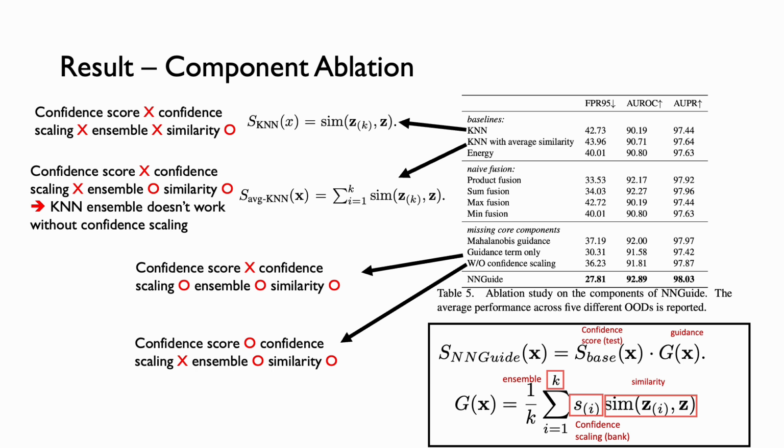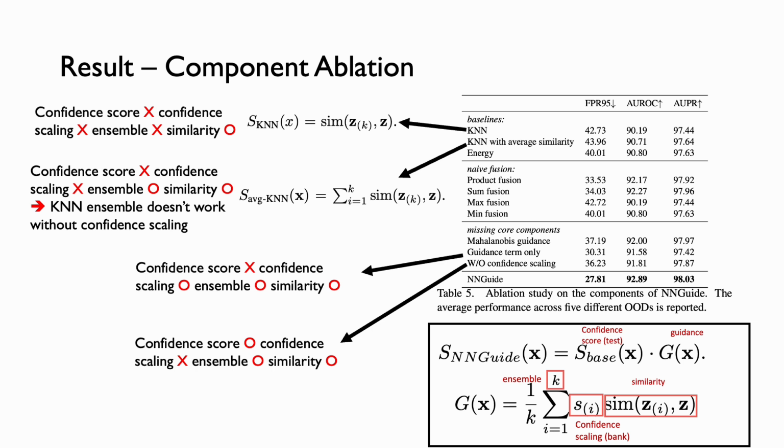In this slide, we show the results of the ablation study of the components of our method. The main highlight of these experiments is how the four components introduced in the previous slide are composed. First is when we only use similarity as the score, which is the same as one of the previous methods, KNN. The second one is ensembling KNN without confidence scaling of the bank set and the confidence score of the test sample. This worsens results and indicates that confidence scaling is necessary.